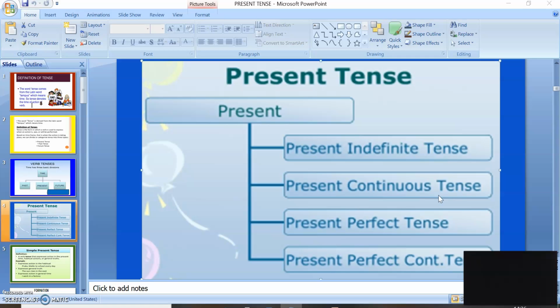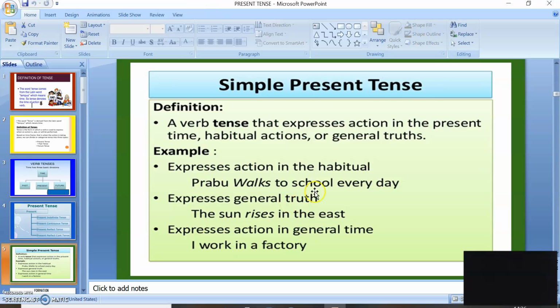So I'm going to start with my first part, that is present indefinite. So quickly see this slide. Yeah. So simple present tense. What is simple present tense all about? So let's see the definition first. It is a tense that expresses an action in the present time, habitual actions or general truth.